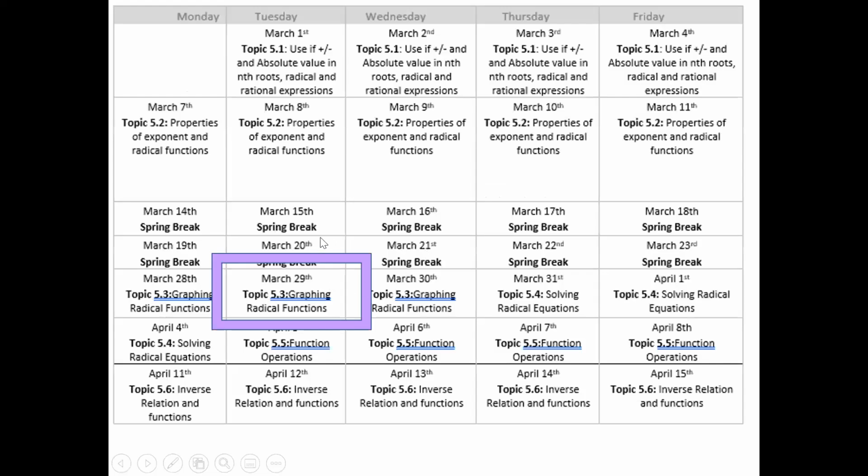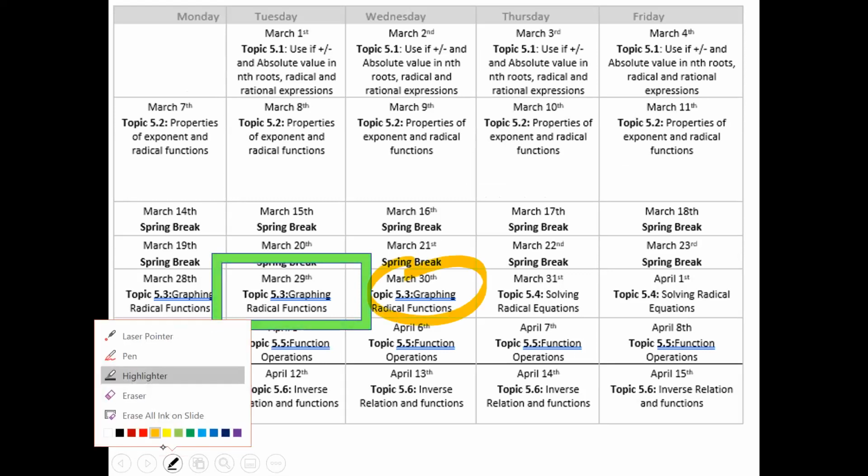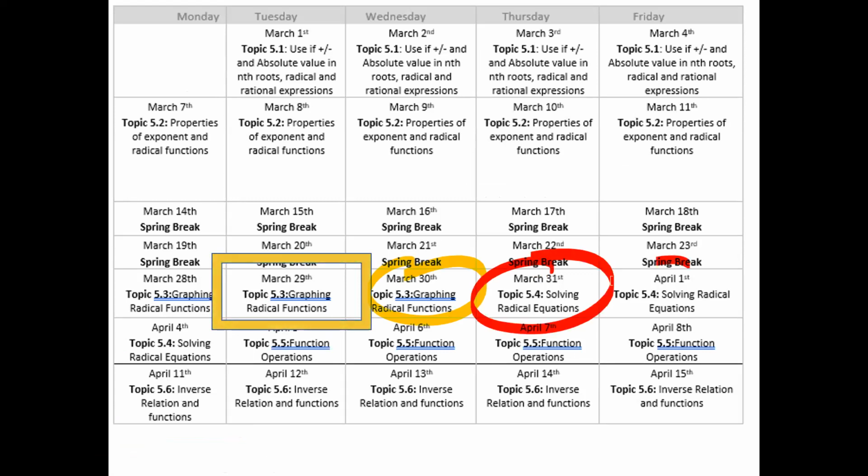Okay, so today is Tuesday. We're going to start graphing radical functions. Yesterday was a review. I didn't feel like we were quite ready yet because we just came back from 2 weeks off. So today we'll start graphing functions. And if you look at the calendar here, we're going to do graphing functions tomorrow as well. And then after that, we're going to move on to solving radical equations.